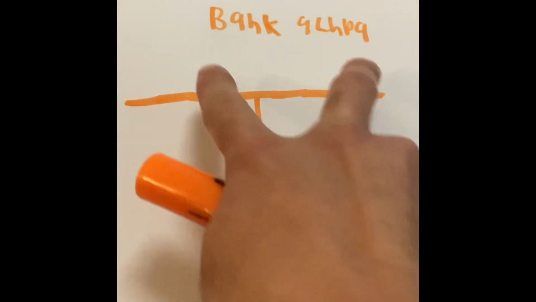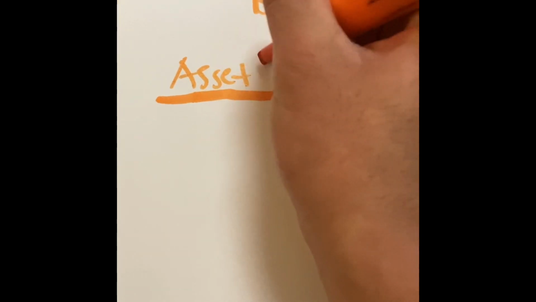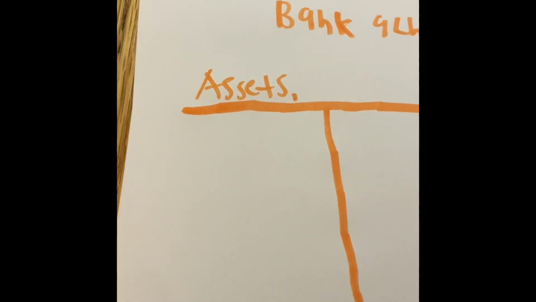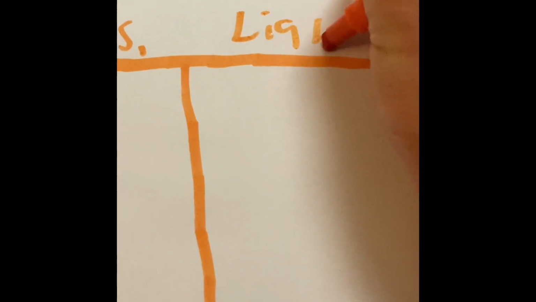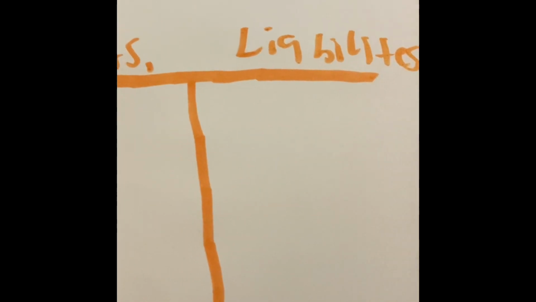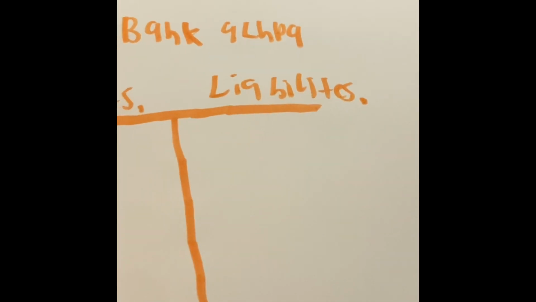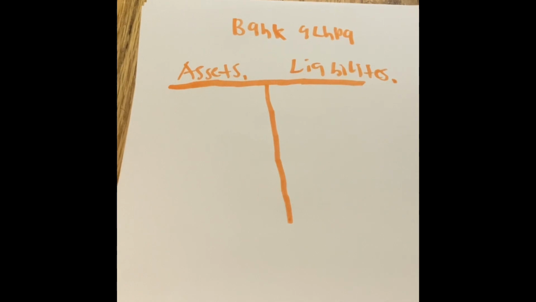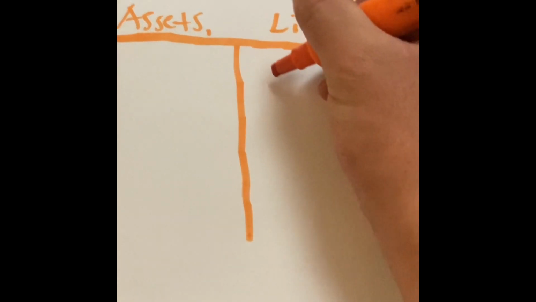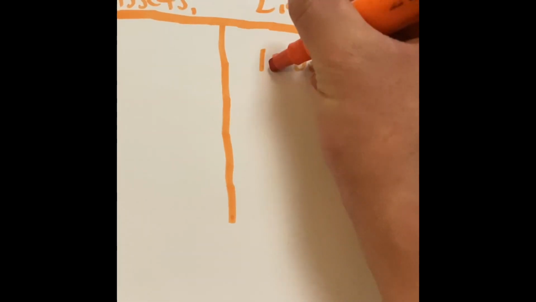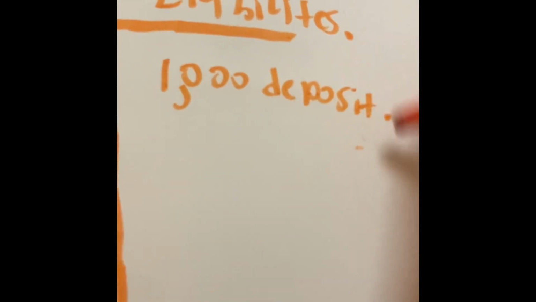There are two sides. The one on the left is going to talk about the assets, so how much the bank has and how much it's worth. On the other side, we're going to have something called liabilities. This talks about the liabilities that the person has when they get into a bank or perform a transaction or deposit. So here's what's going to happen. Let's say there's $1,000 in deposit. That's what the person has liability over.